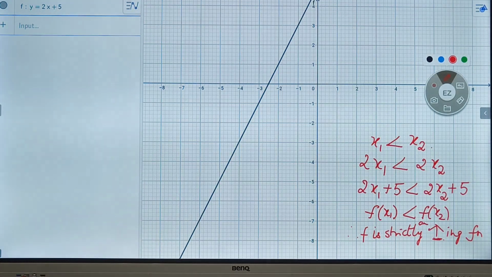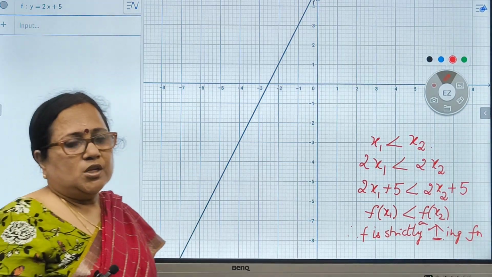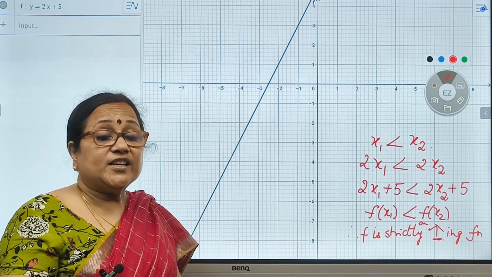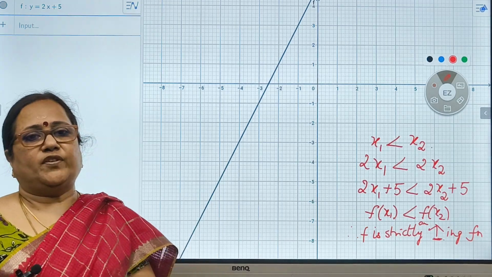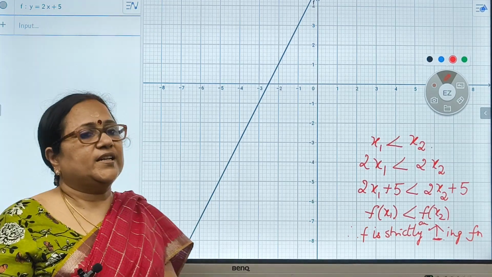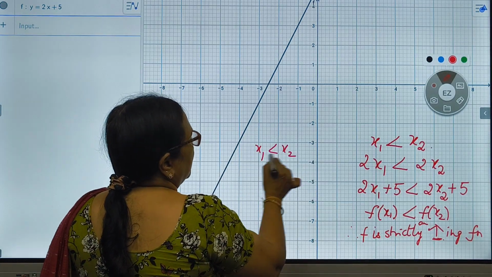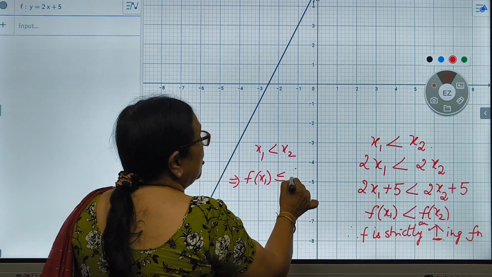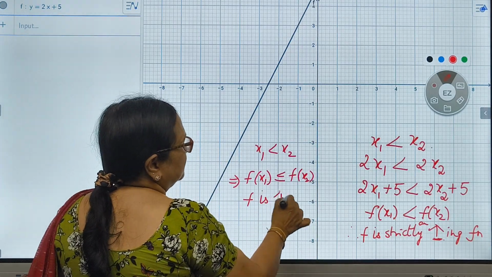Are you able to follow? Now we also should know what is the meaning of a decreasing function. So what is the definition of an increasing function? Whenever x1 less than x2 implies f of x1 is less than f of x2, we say it is strictly increasing. And if x1 less than x2 implies f of x1 is less than or equal to f of x2, we say f is increasing.